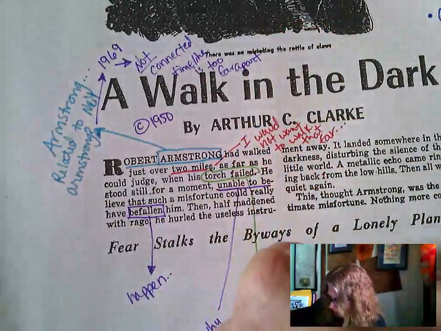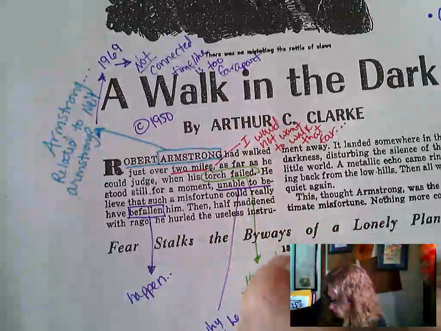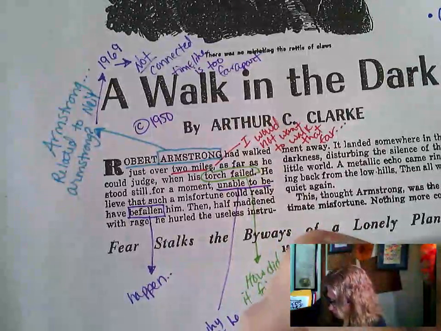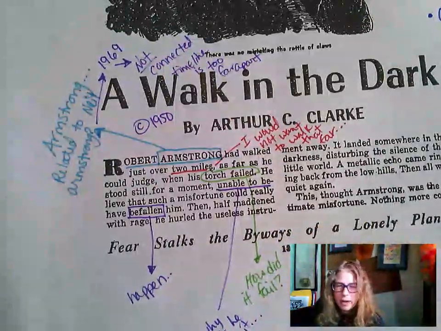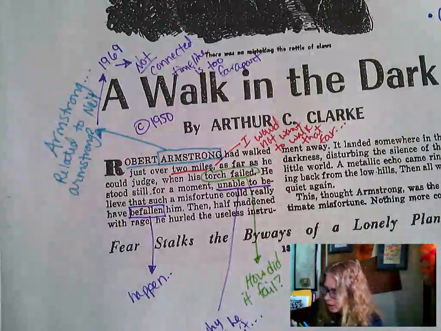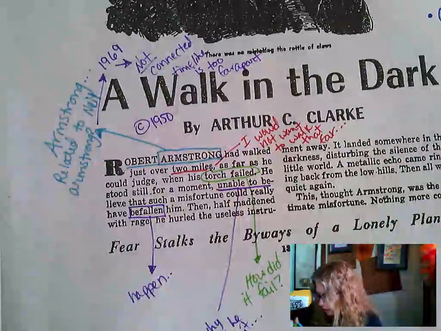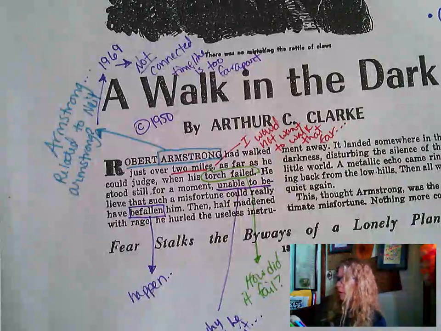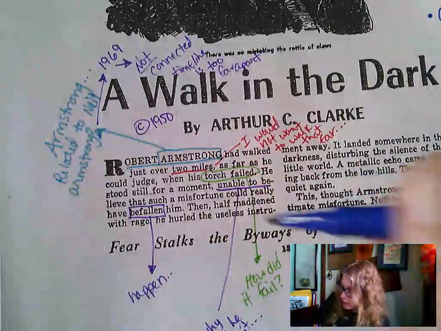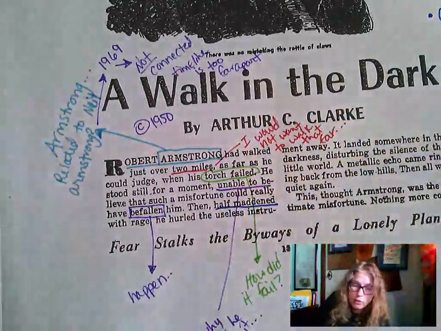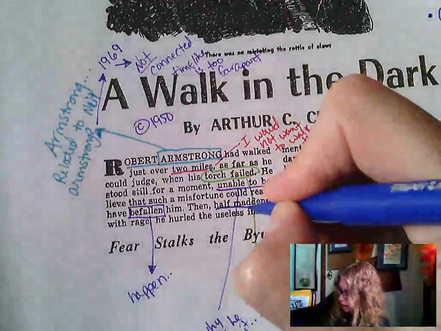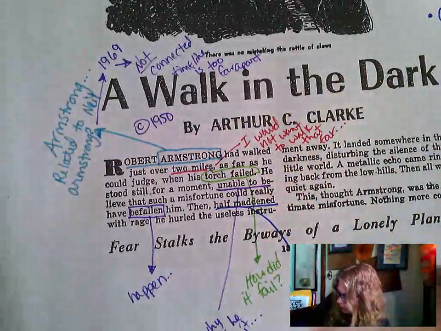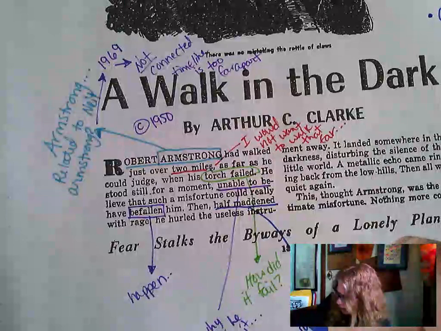So I'm going to write, why can't he believe it? I mean, it seems like he's getting kind of dramatic over just a torch going out. "Then, half maddened with rage, he hurled the useless instrument away." So I'm going to say, I think this is a really strong descriptor, half maddened. So my comment might be, why would he get so mad at that?